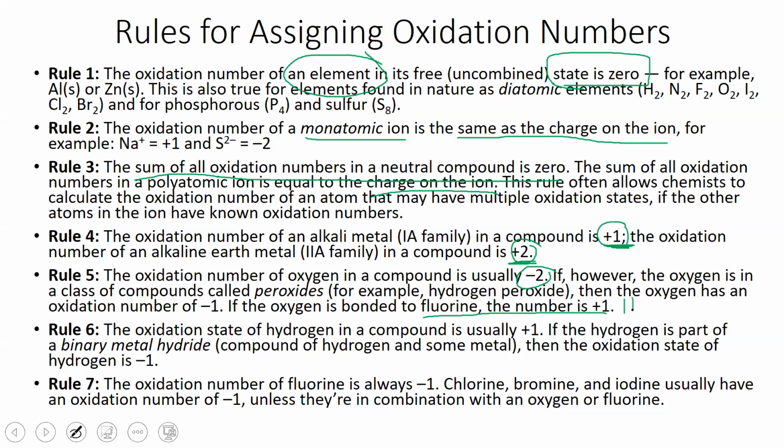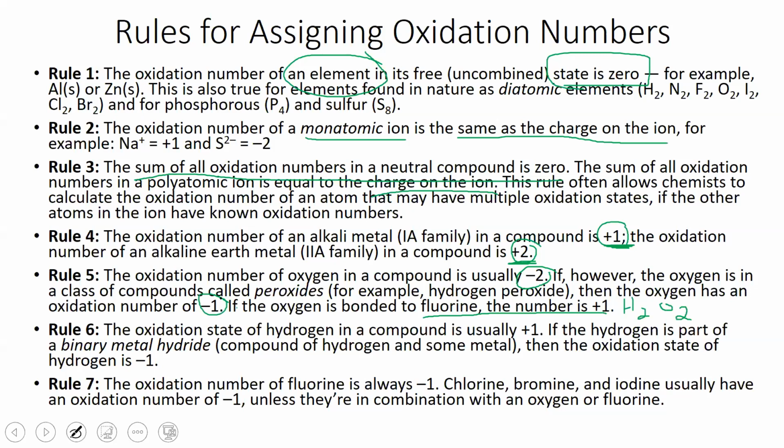So H2O2 would be a peroxide, right? Hydrogen peroxide. That right there would be an example of where oxygen is going to be a -1, right? So these rules, we're saying, well, usually oxygen is -2, except when it's bonded to fluorine or when it's bonded to a hydrogen in a peroxide.